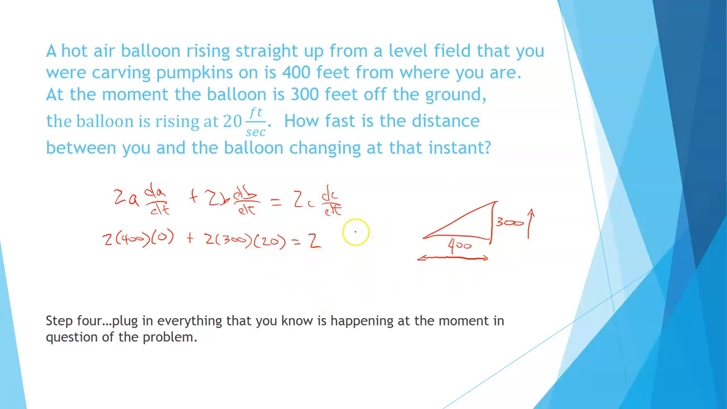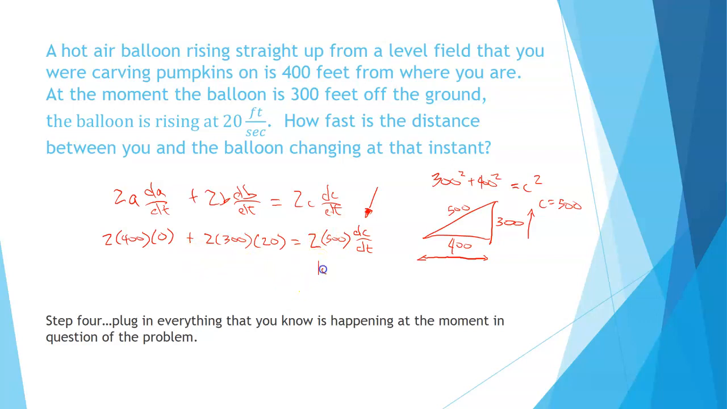Now, technically what we're looking for is the rate at which the distance between you and the balloon is changing at this instant that we are looking at. So what I really want is dC/dt. In order to do that, I need to know what C is, but at this instant, I can say that 300 squared plus 400 squared is equal to C squared. And with the Pythagorean theorem, we find out that C is equal to 500 at that instant. It's not always 500, but it is in this case.